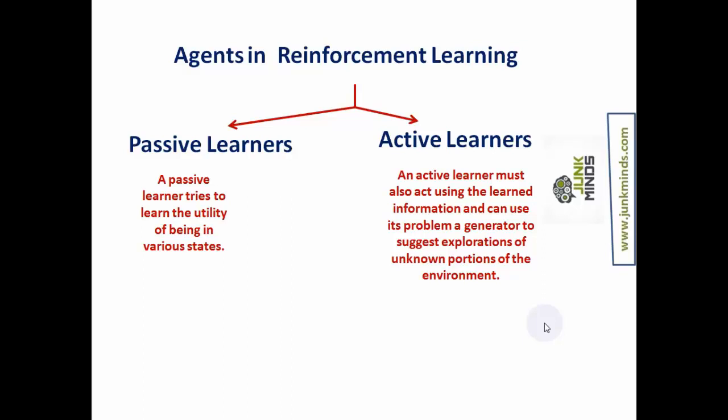Passive learners, once they are given the reinforcement signal, will keep information about the utility of being in various states. Suppose they've gone from state A to state B, and from B to state C. In C they've received a reinforcement signal. Then they'll be able to record some information about what has happened in state B, or how good or bad it was in state B, and then the information is stored.